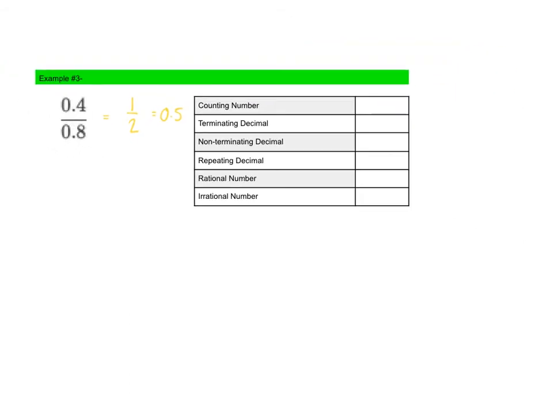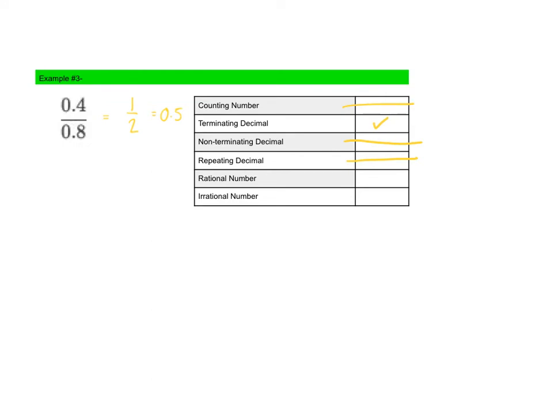Okay? Is this a counting number? No. That is a decimal. Does it terminate? Does it end? Yes, it is a terminating decimal. So it does end. It's not non-terminating. Does it repeat? No, it's not a repeating decimal. It just stops at 0.5.